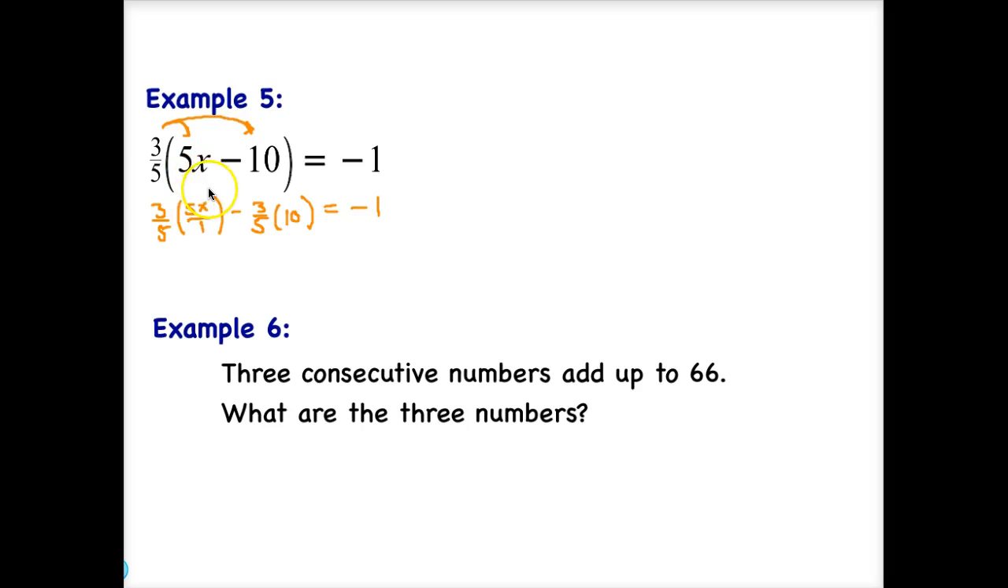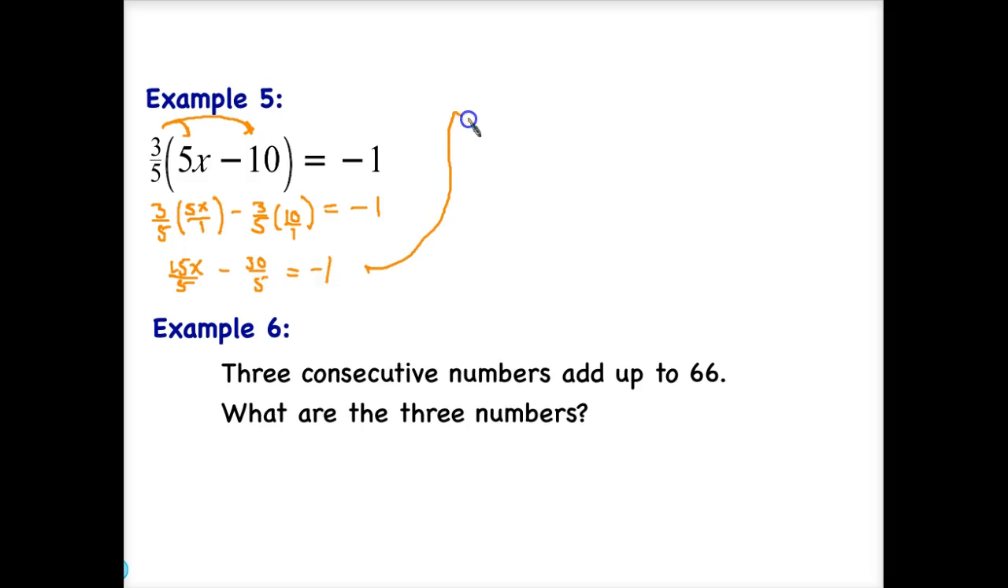Example 5 is a little trickier because we have a fraction. But remember, we're still multiplying, we're still distributing it. So we have 3/5 times 5x, which is the same as 5x over 1. Now we can just multiply across. 3 times 5 is 15x. 5 times 1 is just 5. Over here, remember the minus sign, we have 3 times 10, or 10 over 1. 3 times 10 is 30, and 5 times 1 is just 5.